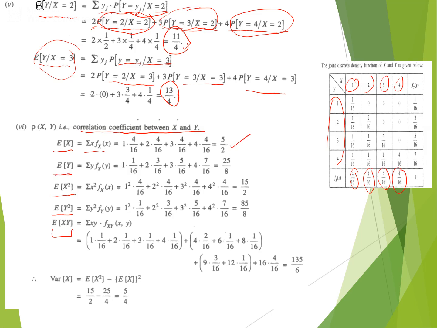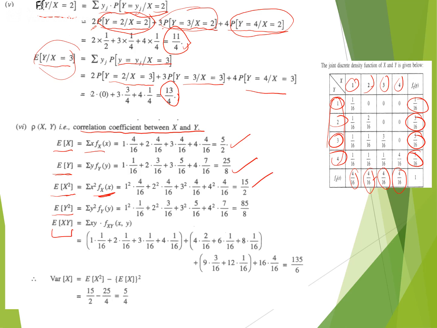Similarly, we can find the expectation of y. So 1 into 1 by 16, 2 into 3 by 16, 3 into 5 by 16, 4 into 7 by 16. We get expectation of y. And similarly, expectation of x square. So we take a summation x square f(x), 1 square into 4 by 16, 2 square into 4 by 16, and similarly we get 15 by 2.